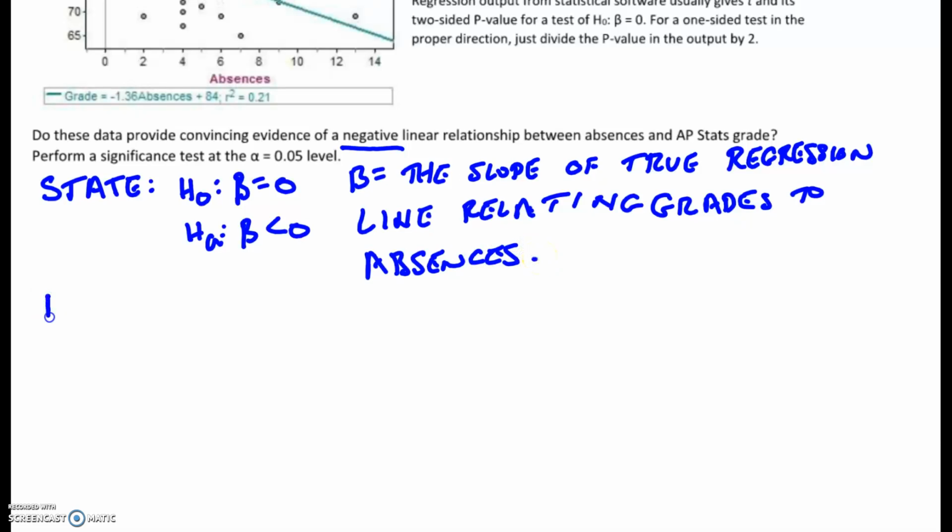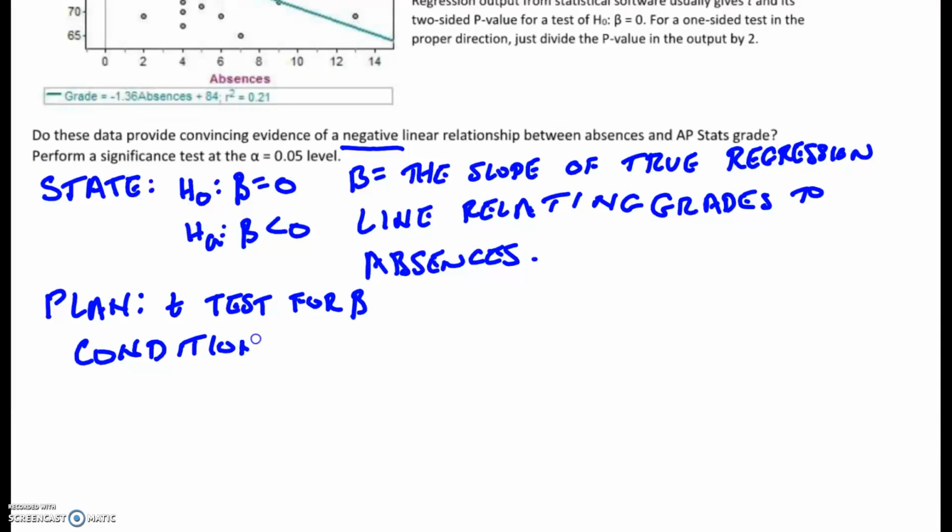For our plan, we are doing a t-test for beta. And the good news is our conditions are already checked because we checked them yesterday. The conditions for a significance test are the same as for a confidence interval.